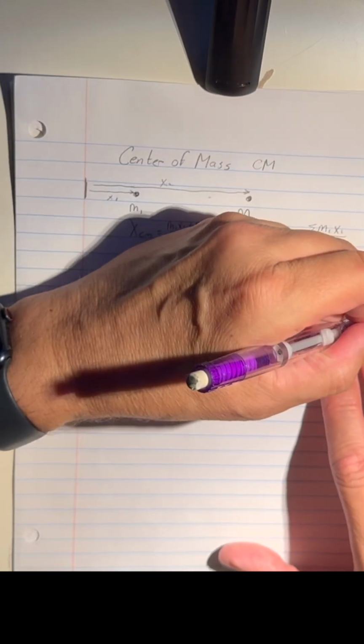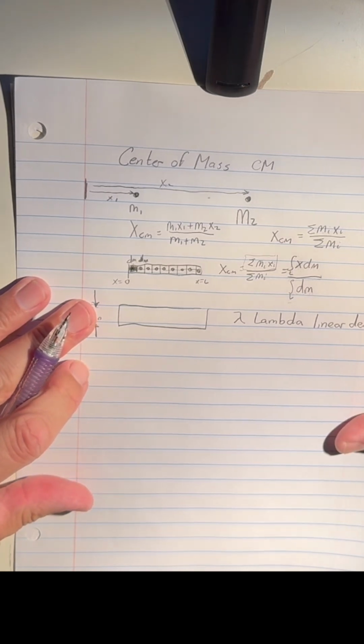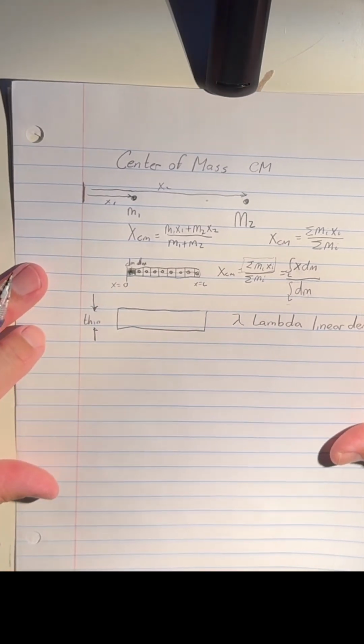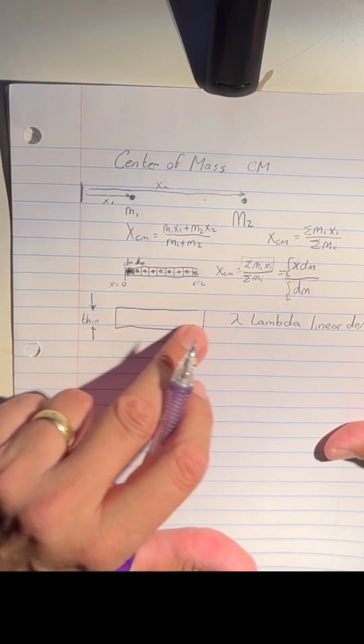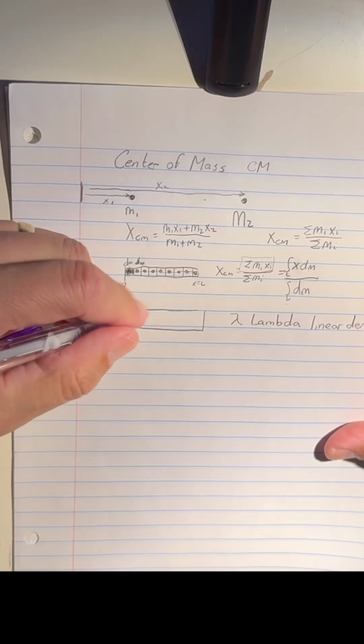And that's how many kilograms there are per meter, okay? So if we say this is a uniform density, let's say this lambda, it's constant. The density everywhere is the same. Well, we know the center of mass is going to end up in the middle, but let's prove that.